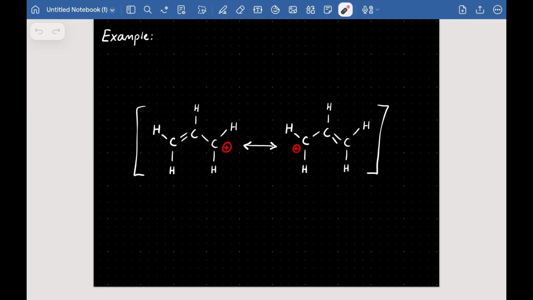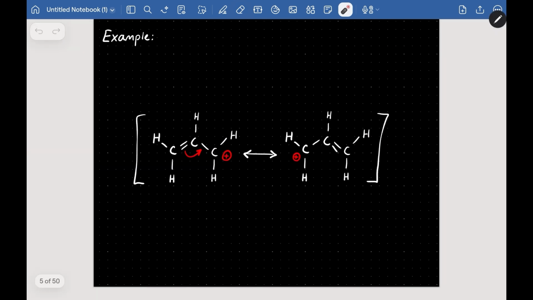And this is a classic example of electrons coming from a bond. So let's draw the arrow that shows the electrons leaving the bond and going off to form the other bond. So I drew it right here.